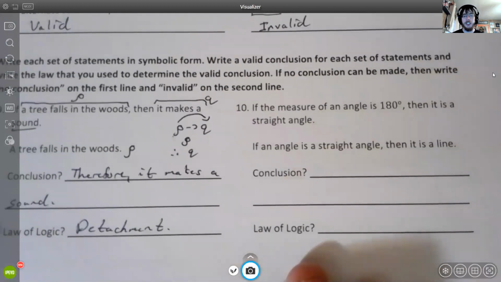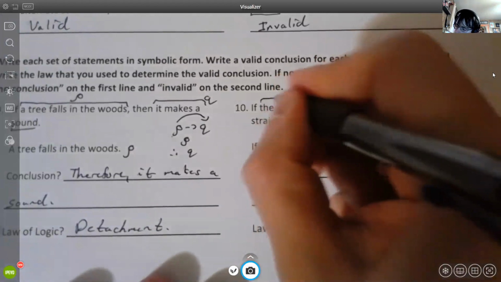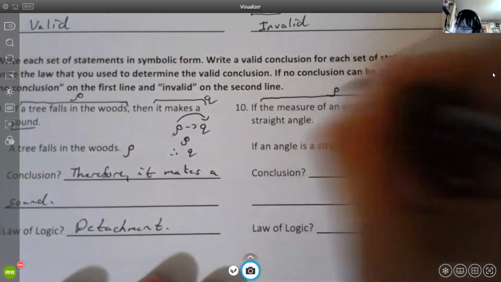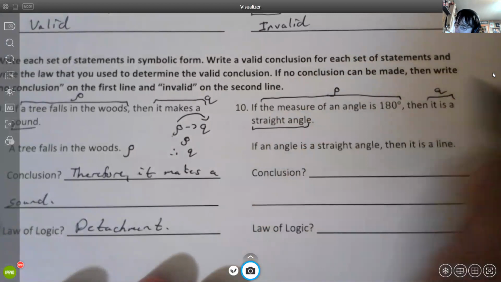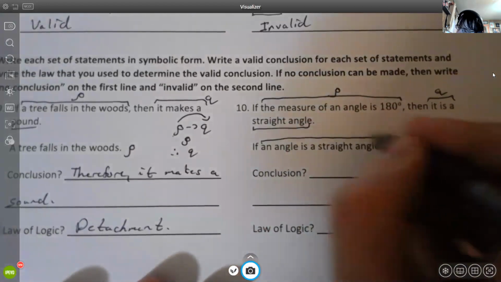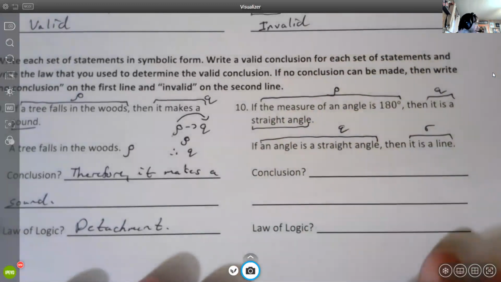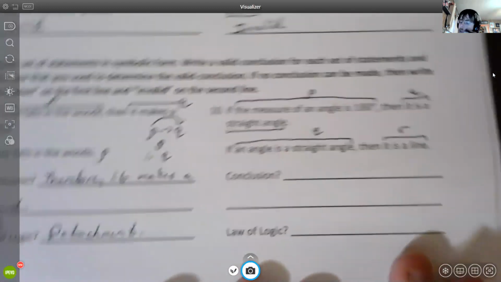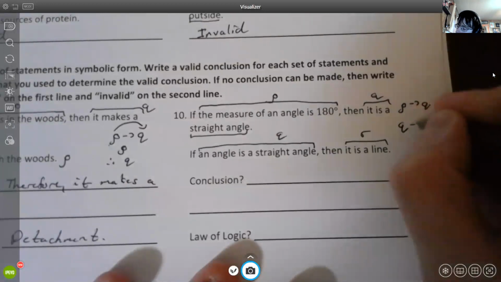Number 10, if the measure of an angle is 180 degrees, then it is a straight angle. If an angle is a straight angle, then it is a line. So if the measure of an angle is 180 degrees, that's going to be P. Q will be it is a straight angle. And it says if an angle is a straight angle, so that's Q again. And it is a line would be R, because it's different from P or Q. So our statements here are P implies Q and Q implies R.